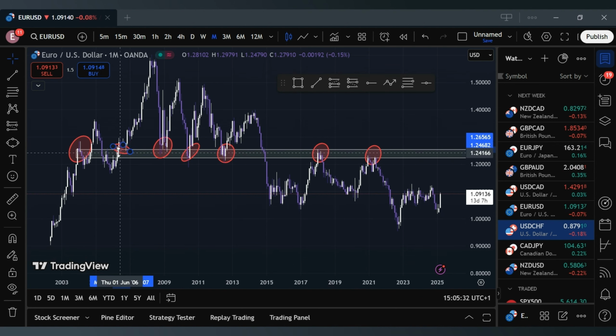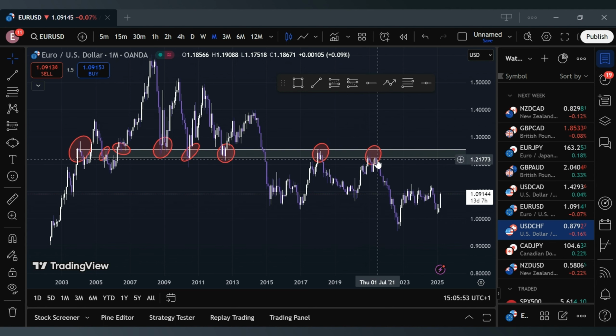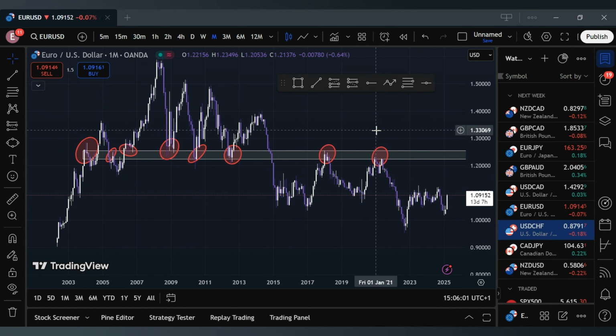Let me just do that. Let me draw another ellipse here. So we have 1, 2, 3, 4, 5, 6, 7, 8. We can count this as 8, 9, because there are 2 rejections, but we can just count it as 8. So we can see 8 rejections off of this zone.